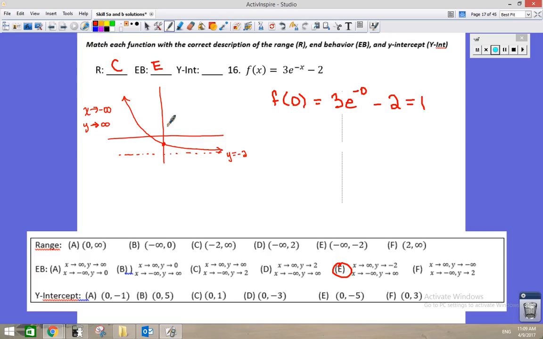So my graph should have been, I guess, like that. That vertical stretch before we pushed it down was enough that even pushing it down, it was still above the x-axis. Sorry about that. So the y-intercept (0, 1) is there in choice C.